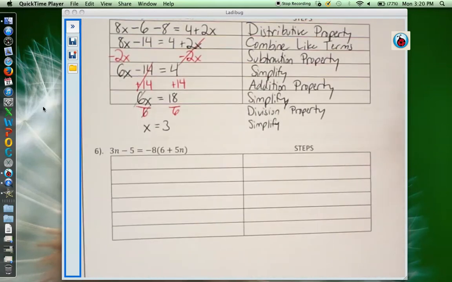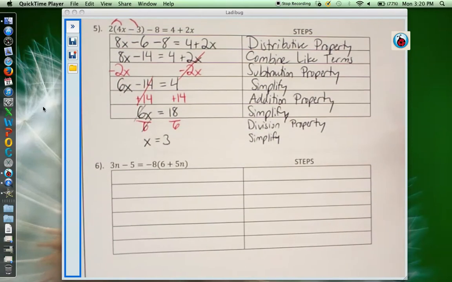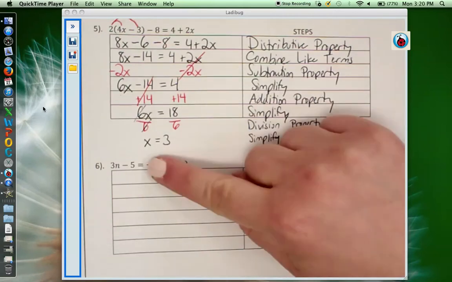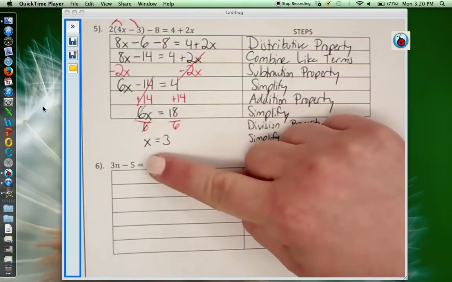Let's move on to number 6. 3n minus 5 equals negative 8 times parentheses 6 plus 5n. Looking at the left side, that's already simplified. There's no like terms. There's no parentheses. So 3n minus 5, there's nothing to do there.